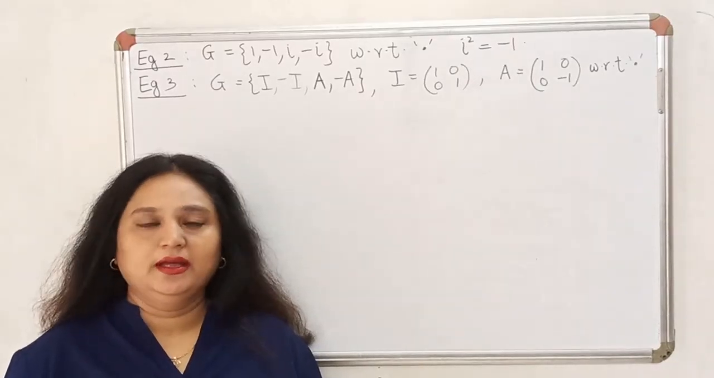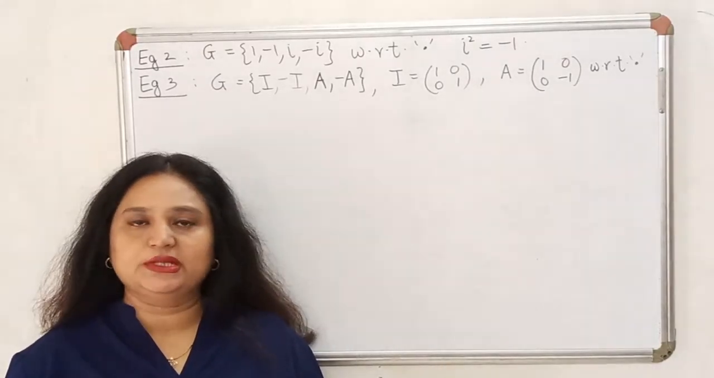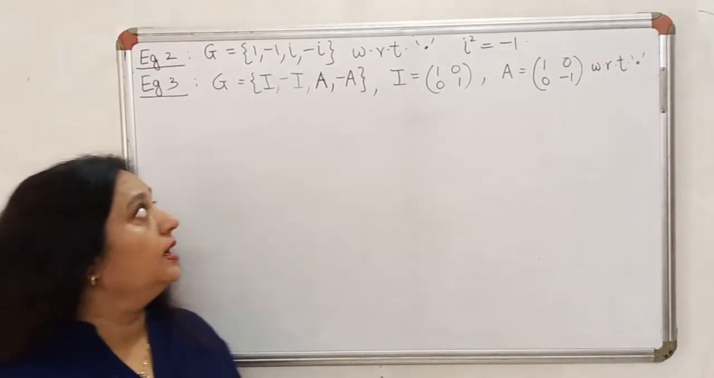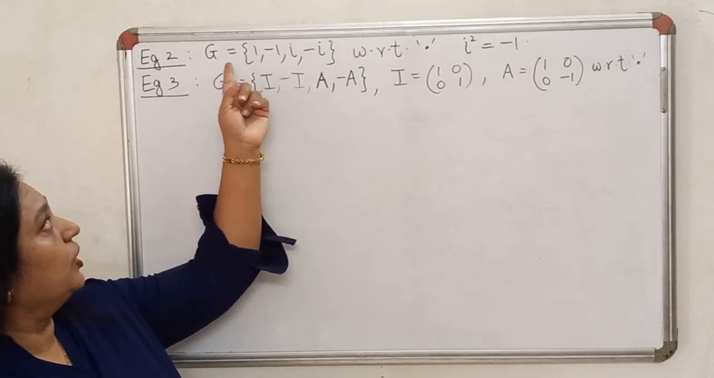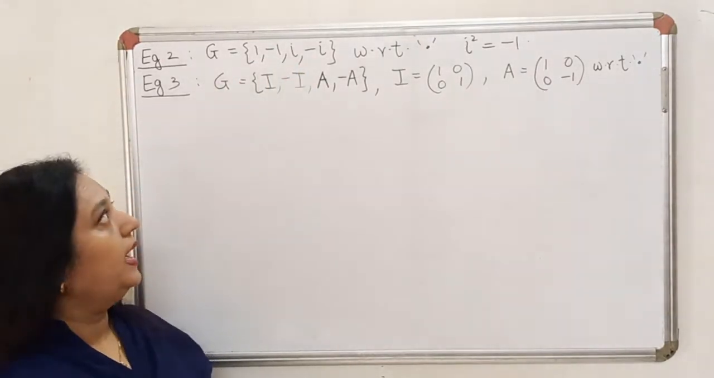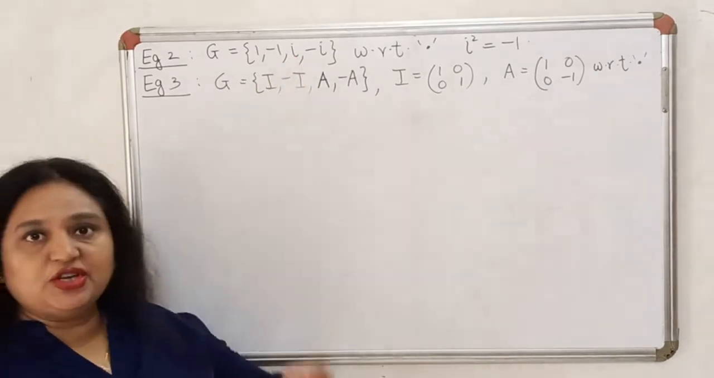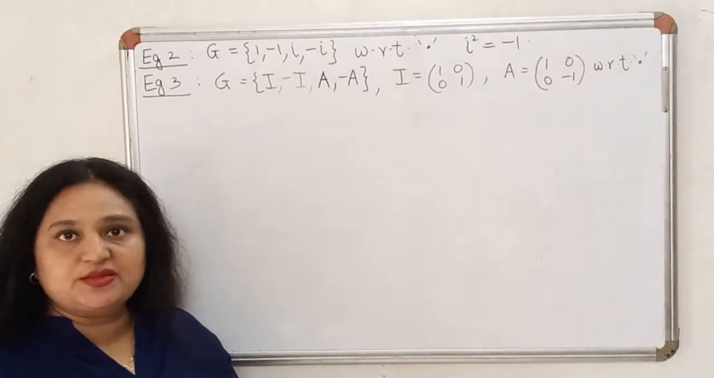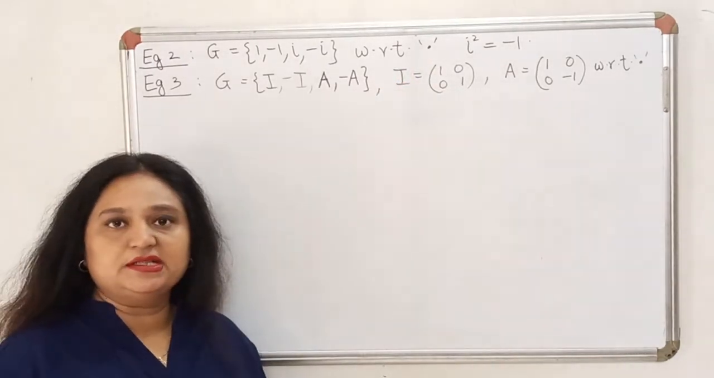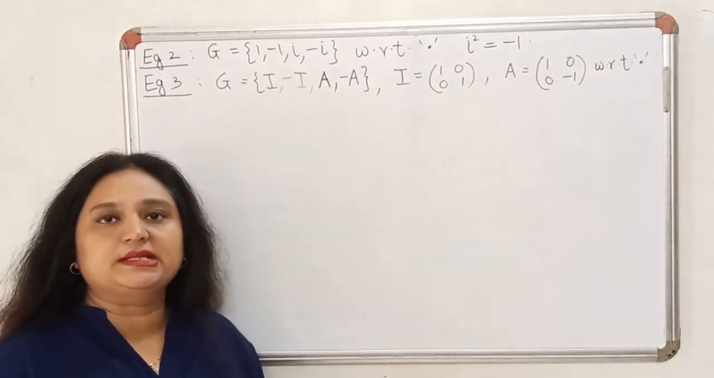Hello everyone. So let's continue with some more examples of finite groups. In the first one, I have given you all the set G as 1, minus 1, i, minus i, and here i is the imaginary unit, so i square is minus 1. Again in this example, dot signifies multiplication of complex numbers.